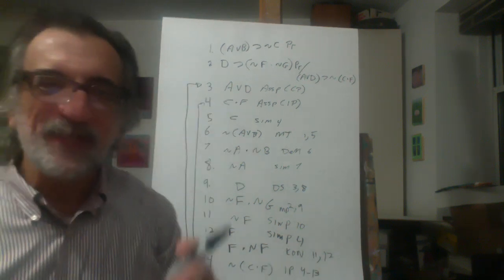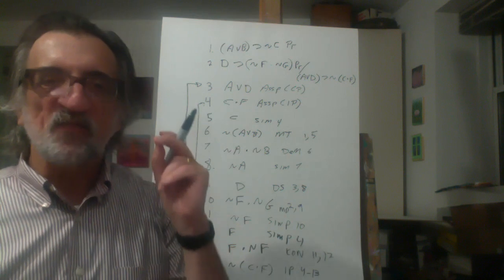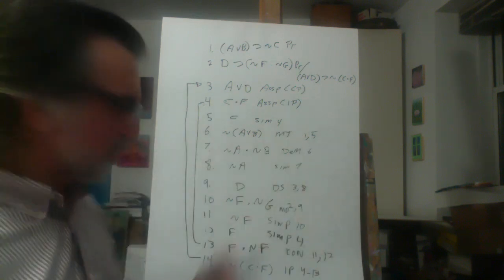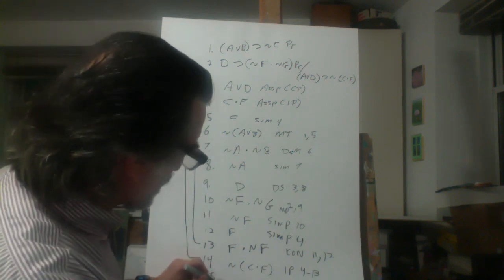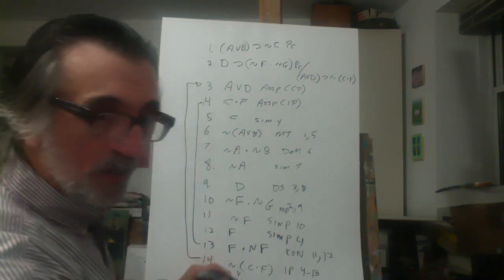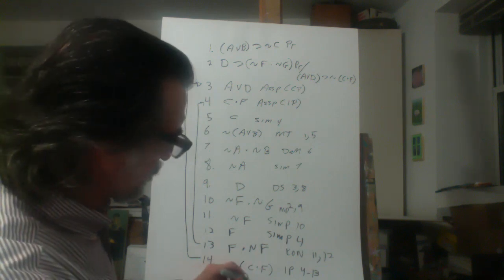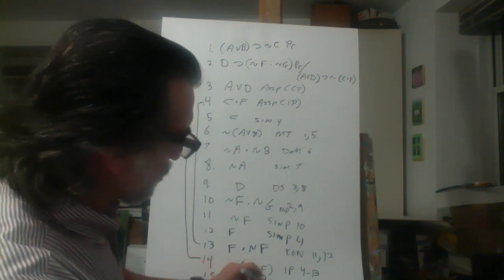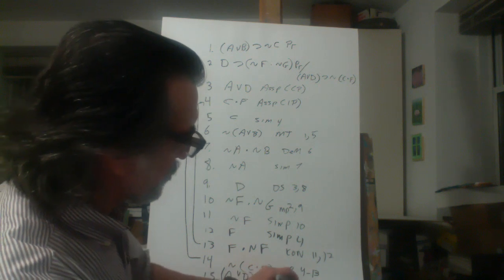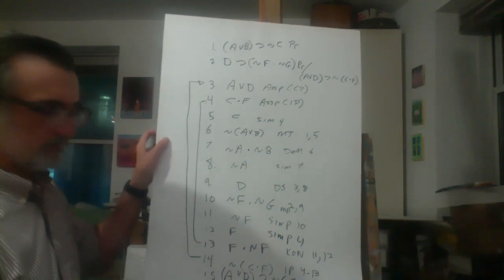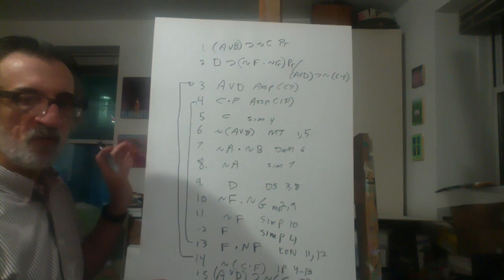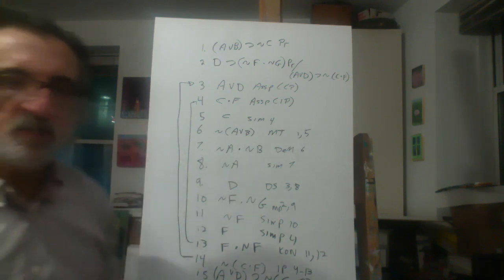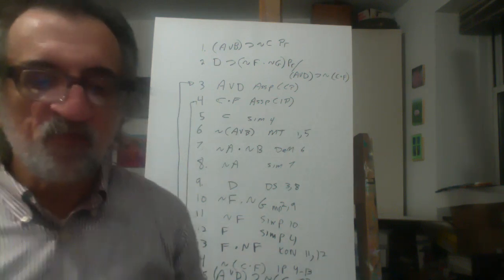And that means that the conditional proof took us from A or D to the conclusion not parentheses C and F. Which is the conclusion that we wanted. Right? We ran a conditional proof with an indirect proof inside it.